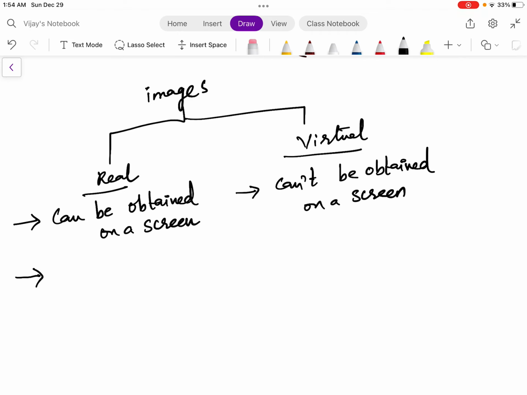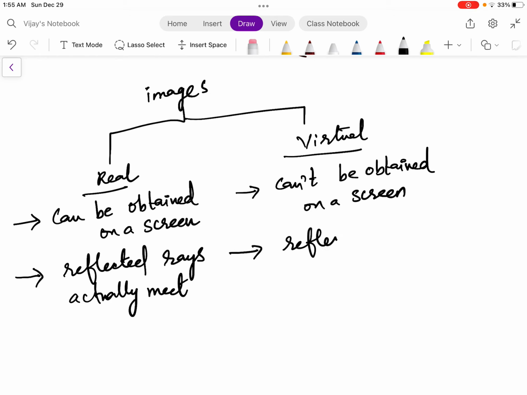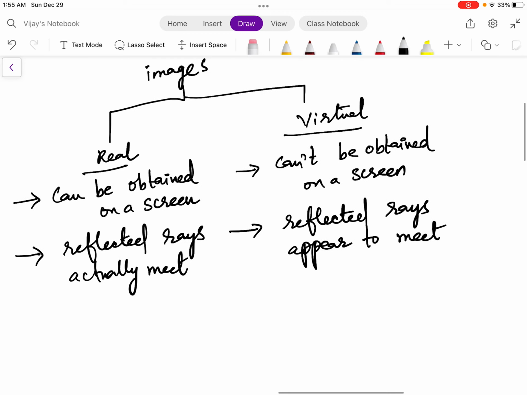So what happens in a real image is the reflected rays after reflection actually meet at some point. And what about here? Here reflected rays appear to meet. That means they are not actually meeting. There is a false impression that they are meeting, but they are not actually meeting. But they appear to meet. And I have told you that the image which is formed in a plane mirror is basically a virtual image.